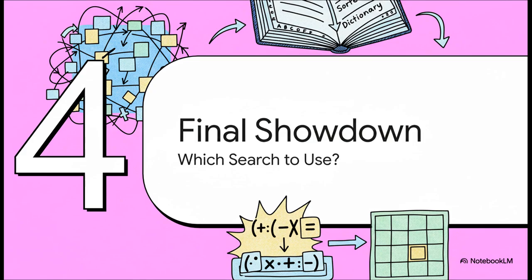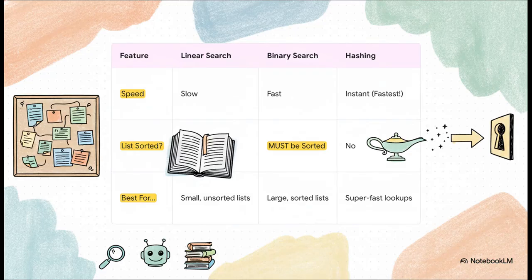Okay, so we've met our 3 contenders in the ring: the hardworking linear search, the smart binary search, and the magical hashing. The big question is, which one is the best? Which one should you use? Well, it depends. So let's have a final showdown, a quick comparison that will make everything super clear for your revision. Okay, Bachones, eyes on the screen. This single table is basically your entire chapter summary.